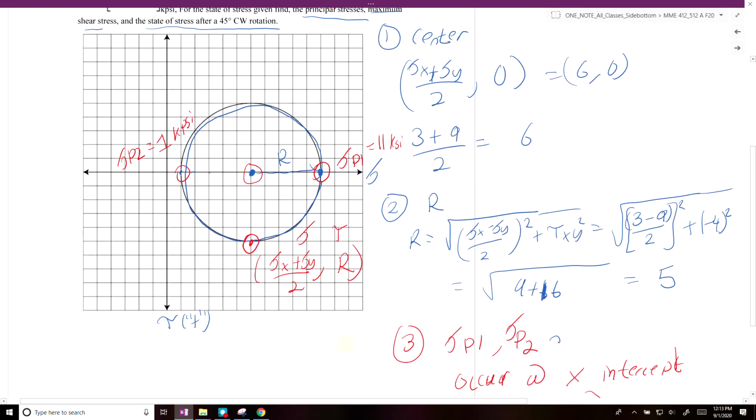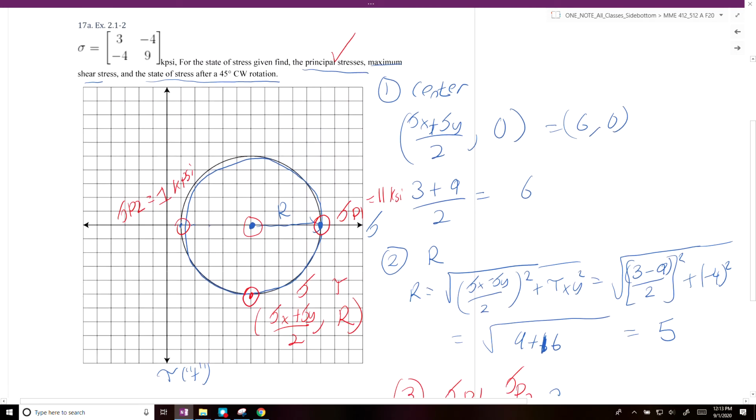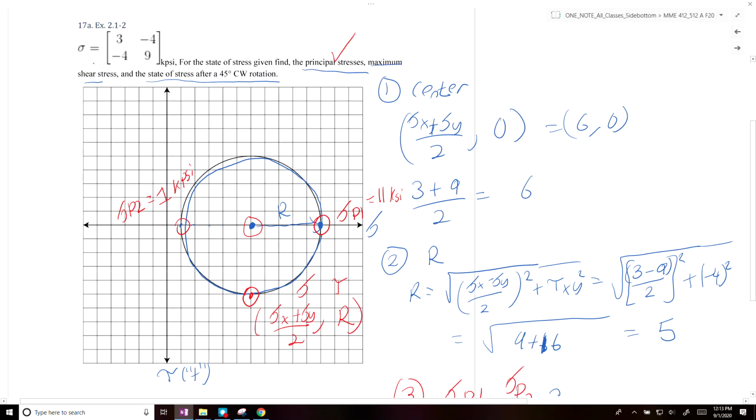So we can go to the current state of stress. We can plot point P, which is at sigma x and tau xy. And we can plot point Q, which should be 180 degrees away from it. So that should be equal to sigma y and minus tau xy. So let's draw those points.